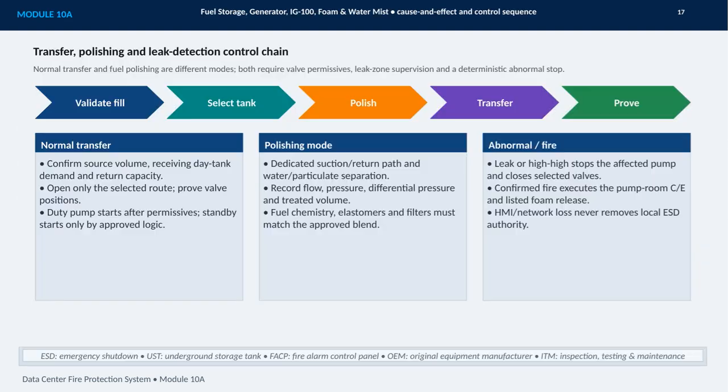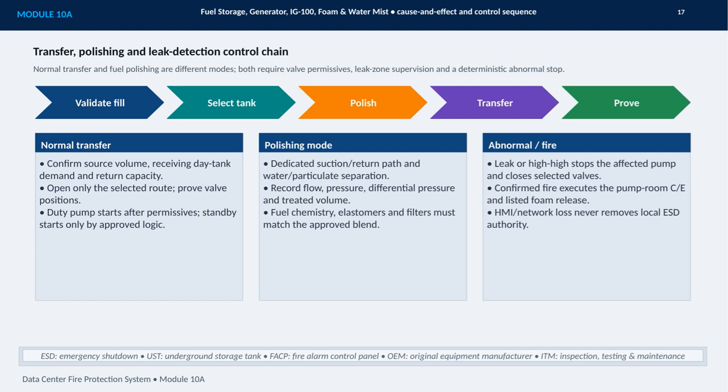This slide explains the control chain for fuel transfer, polishing, and leak detection. The key point is that normal transfer and fuel polishing are different operating modes, even though both depend on the same disciplined foundation: valve permissives, leak zone supervision, and a deterministic response when conditions become abnormal.